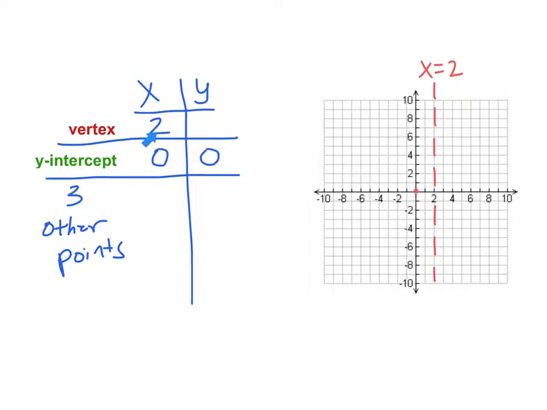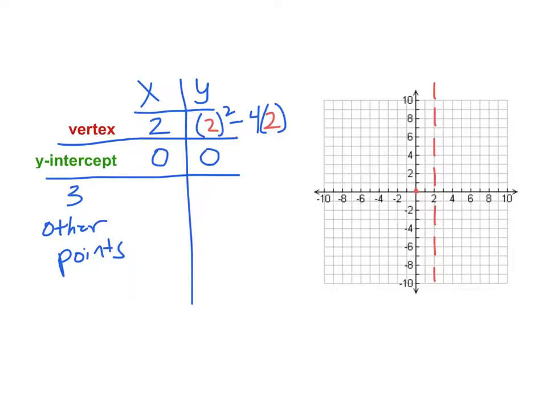Plug it in where? To the graph. The equation. The equation. Yes, we have to plug it into the equation. So we had f of x equals x squared minus 4x. So I just plug 2 into that equation and simplify that. Now we're back to chapter 1, simplifying expressions.